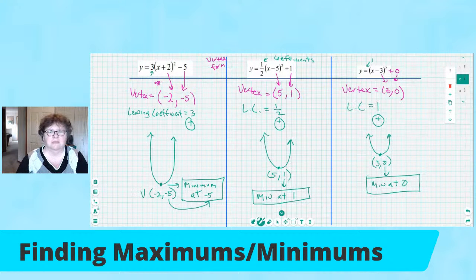And that's how you can find the max or the min. If it's in vertex form, boy, you are home free. That's just the best. It'll be the easiest kind to find.